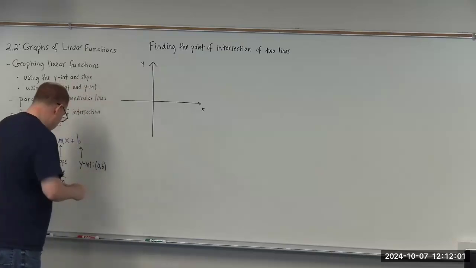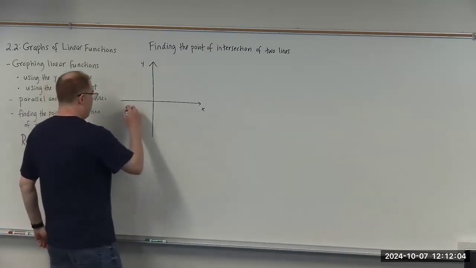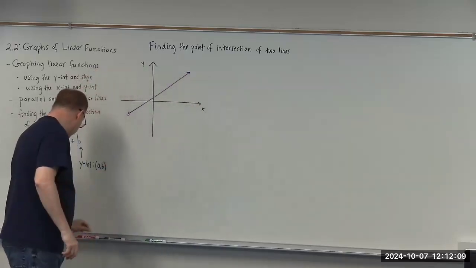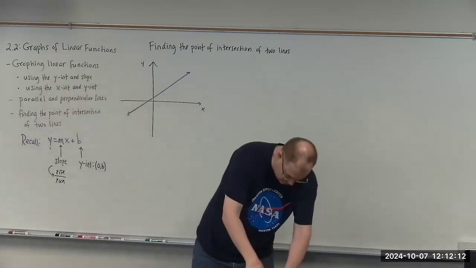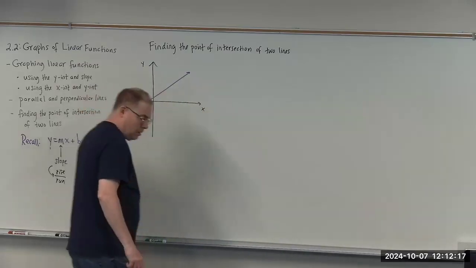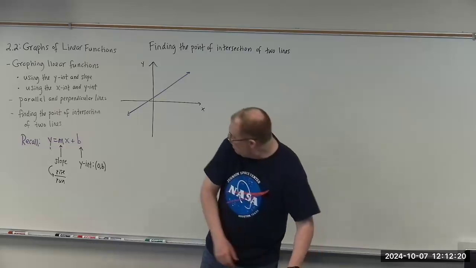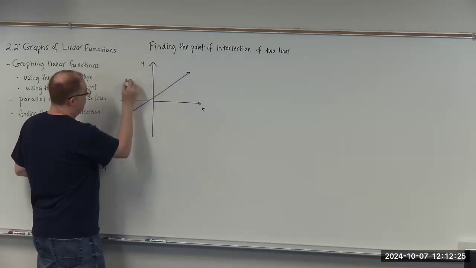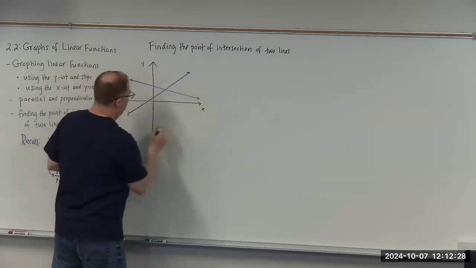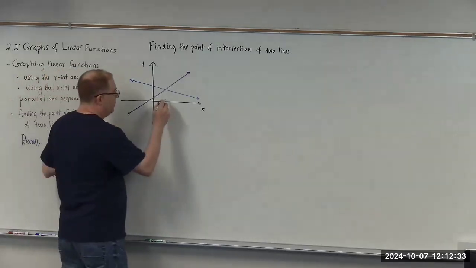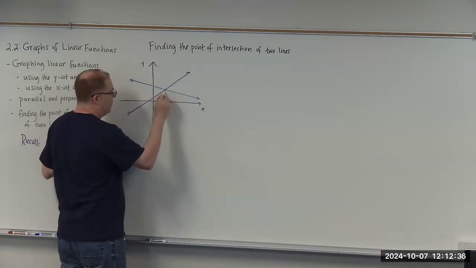So let's say we have a line that looks like this. And then let's say we have another line. Let's say it looks like this one. So for given two lines, there's a technique we can use to figure out the point of intersection.